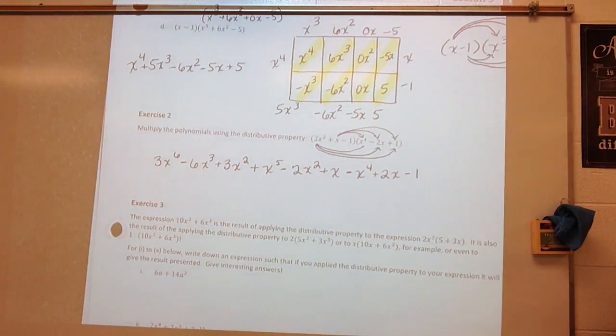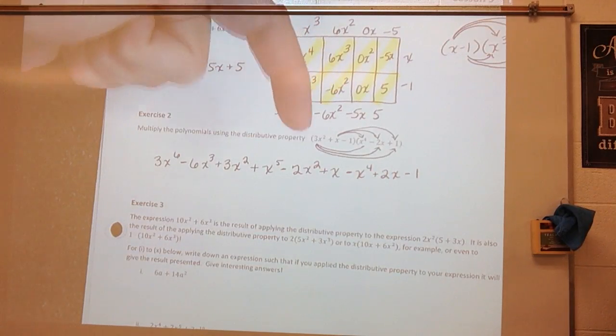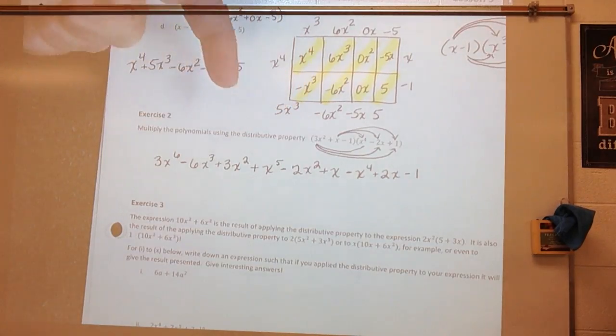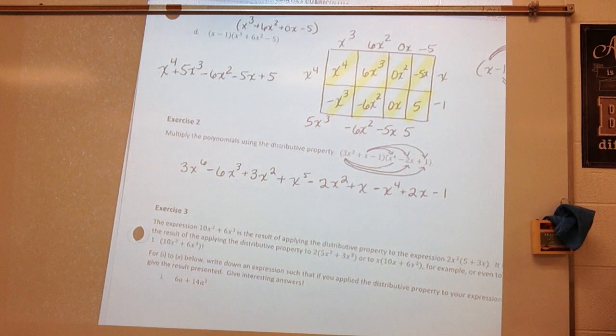Now, once again, I like the geometric model because it helps me to line everything up. If you miss a step using the distributive property, your answer is going to be wrong. So you've got to be very, very careful in making sure that you are multiplying everything. Now that I've multiplied, I have to combine my like terms.